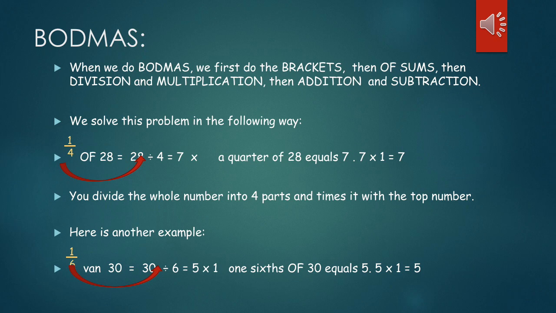Here is another example. 1/6 of 30. 30 divided by 6 groups equals 5 times 1. 1/6 of 30 equals 5. 5 times 1 equals 5.